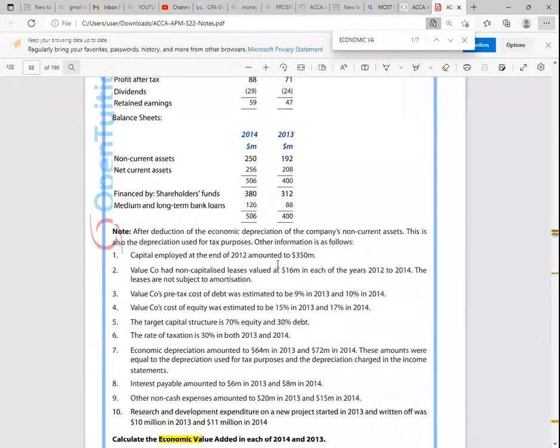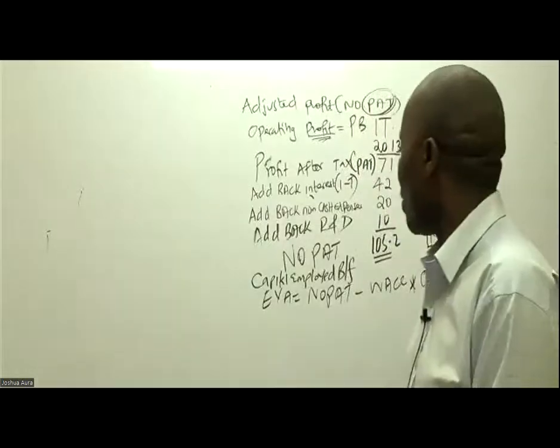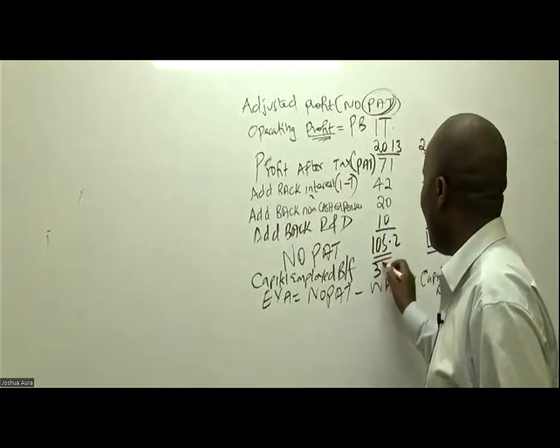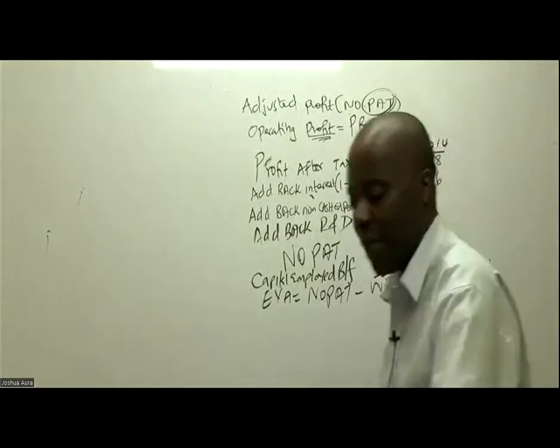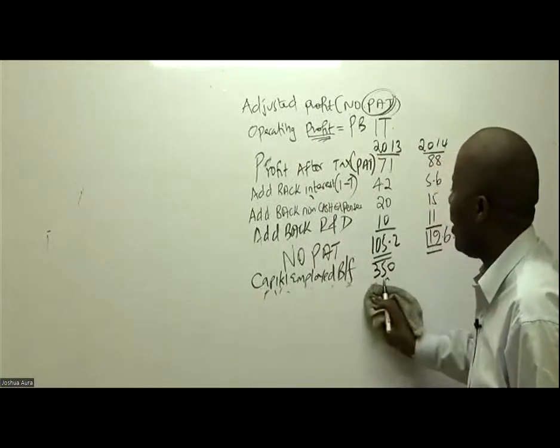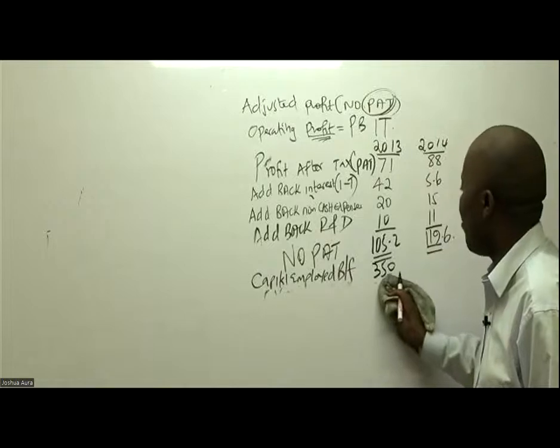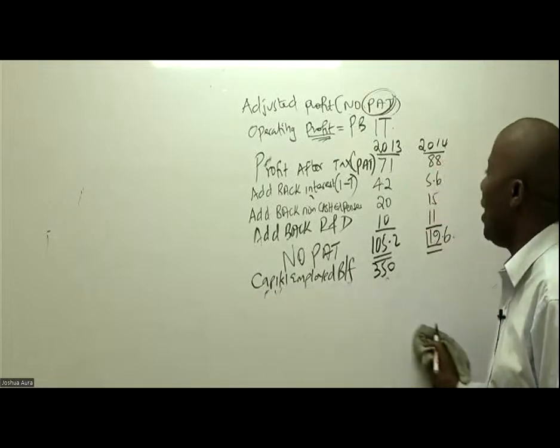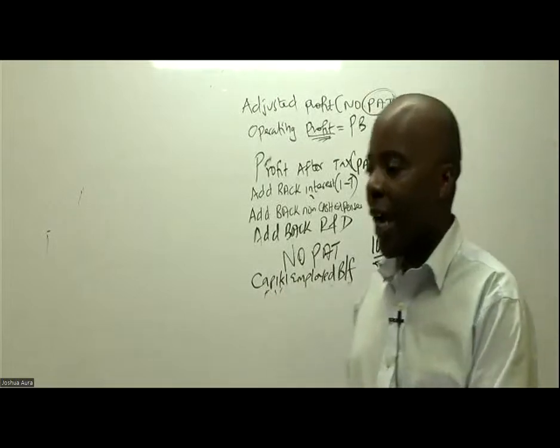They're telling me the capital employed, yes, which was brought forward here, capital employed at the end of 2012, which now is brought forward to the beginning of 2013 is 350. Thank you so much. So this is 350, like that. And then, ladies and gentlemen, we also have now the capital that was employed as at the beginning of 2014.